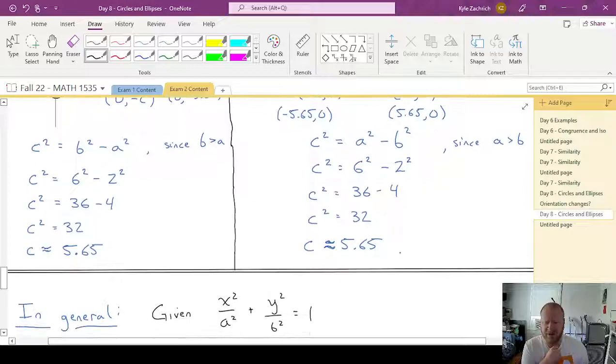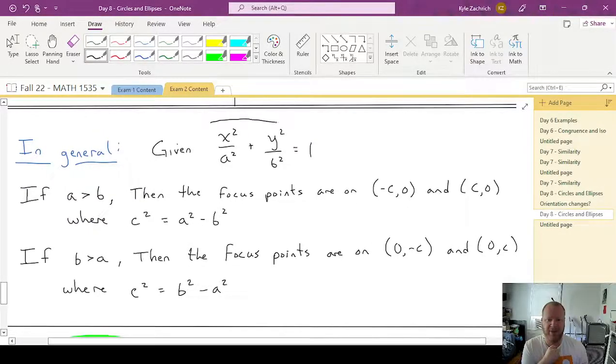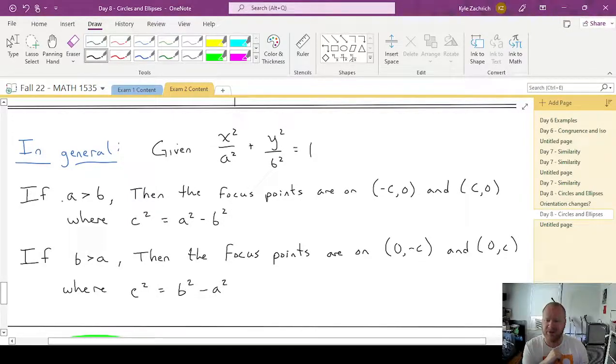One little last piece, so this is the more generalized version. You want to make sure your ellipse is in the right form, where you've got 1 on the right-hand side. But this sort of formalizes everything that I did in those above examples.